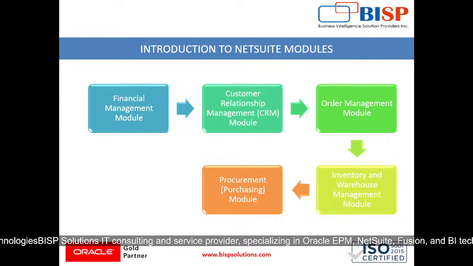Then comes our order management module. The purpose of the order management module is to automate the order-to-cash process for faster and error-free order fulfillment. Key features involve sales order processing, order fulfillment, returns management, and pricing and promotions. Then comes our inventory and warehouse management module. The purpose is to optimize inventory levels and ensure efficient warehouse operations. Key features are inventory control and planning, bin management, cycle counting, and supply chain management.